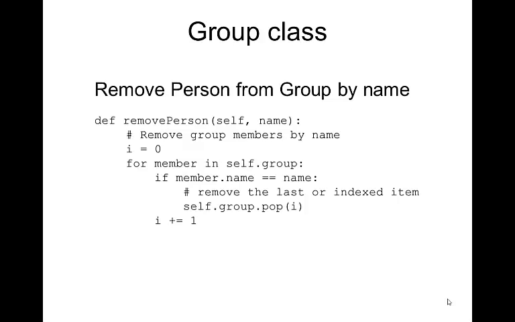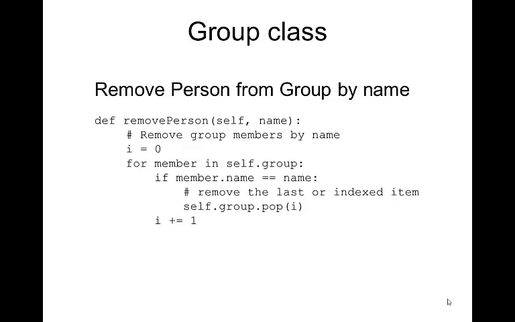So if the member name is equal to the name. In Python, to do an equality comparison, you use a double equals sign. So if the name of the person in the group list matches the name that I passed in, then I pop it, which means remove it, on the basis of i being the index in the list. Okay.